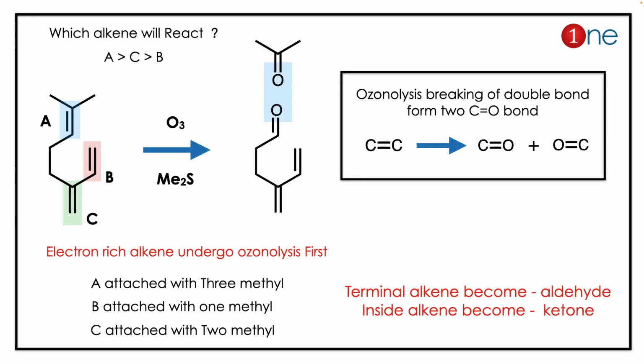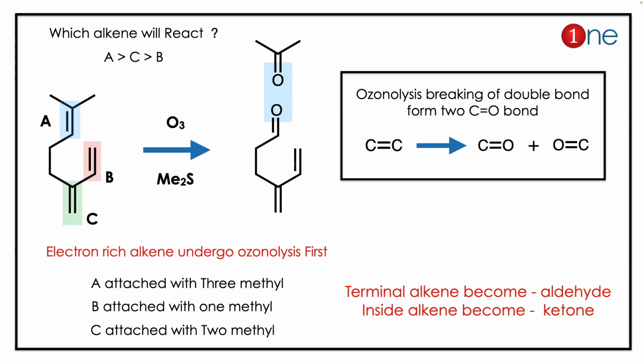Here ozonolysis means you are converting a double bond into a ketone or aldehyde. A terminal double bond becomes an aldehyde, and an inside double bond becomes a ketone. Basically you are converting it into two carbonyl groups. C=C converts into C=O and C=O. Here three double bonds are there. Which double bond will react?